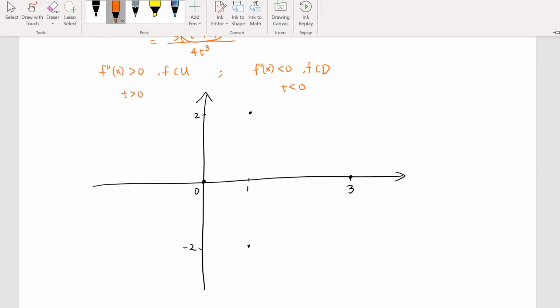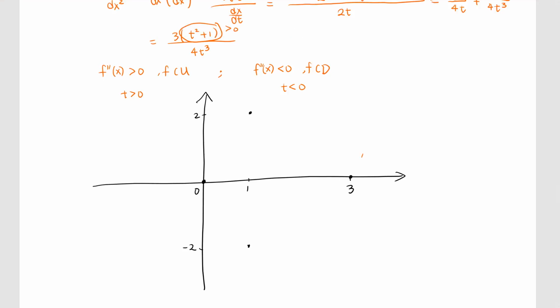Let me use a different color. So we have 2 tangent lines. This one, the slope is square root of 3, and this guy, the slope is negative square root of 3. And here the slope is 0. Here the slope is vertical.